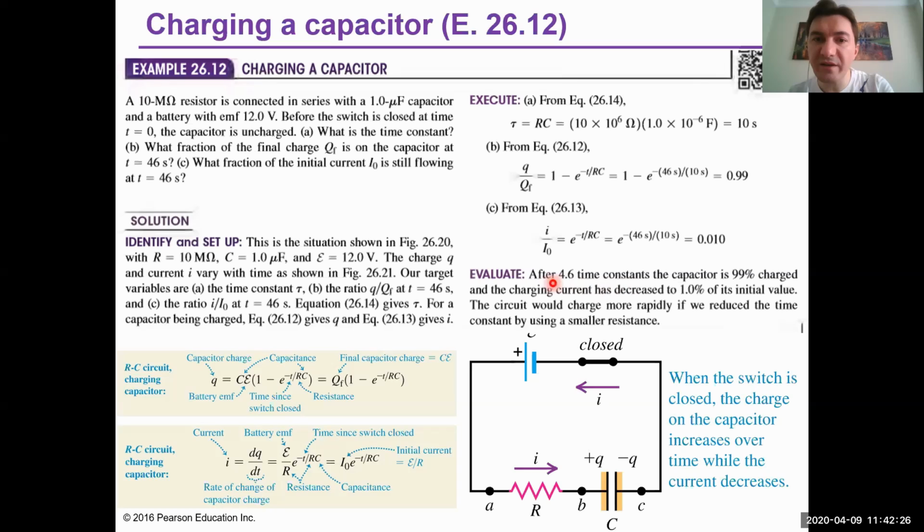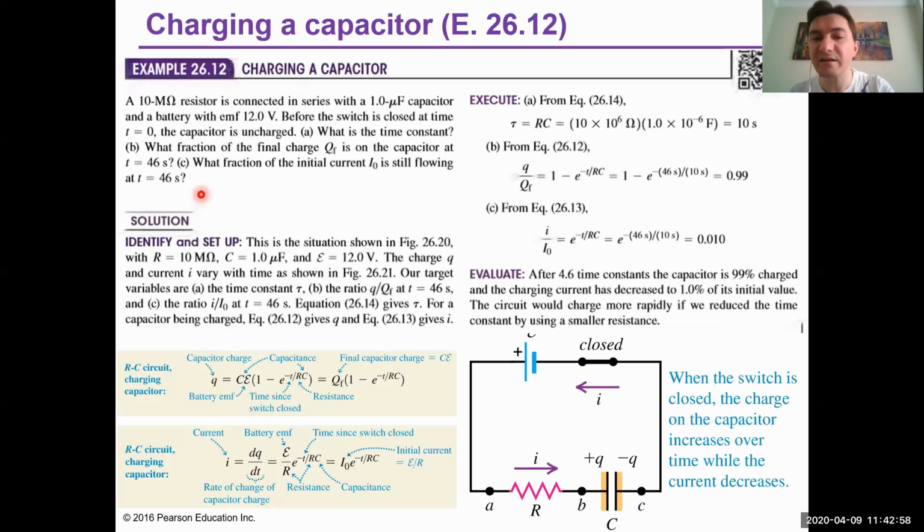So what is the meaning of that? After 46 seconds, the capacitor is 99% charged, okay? So you can imagine how this capacitor is charged within a very short time. It is very fast. So what fraction of the initial current is still flowing?